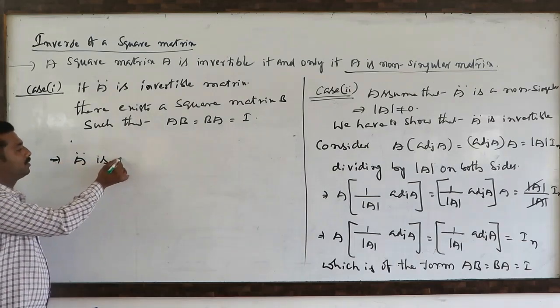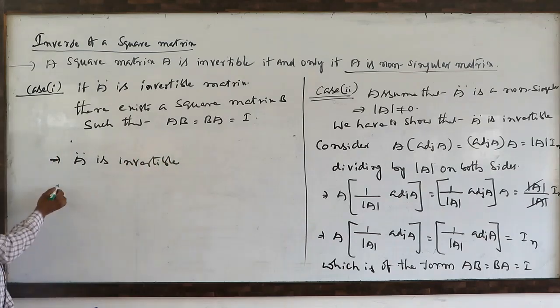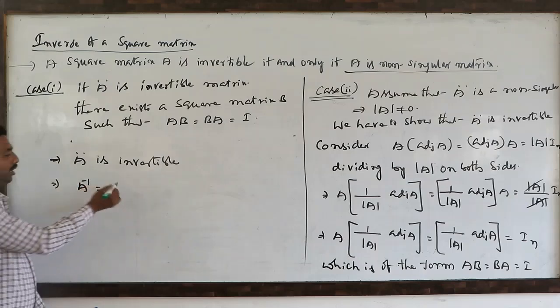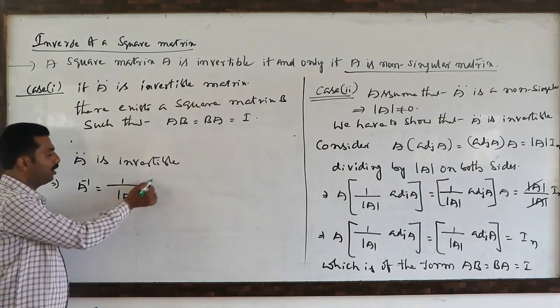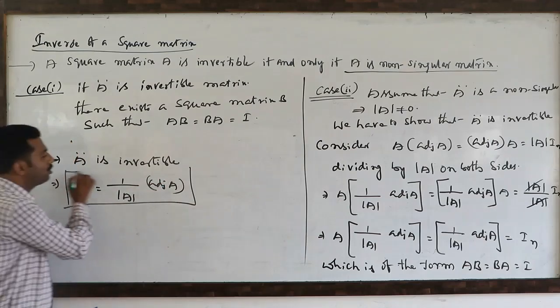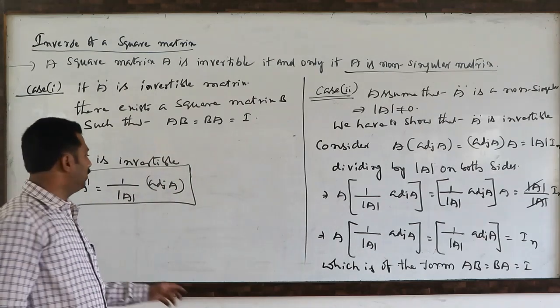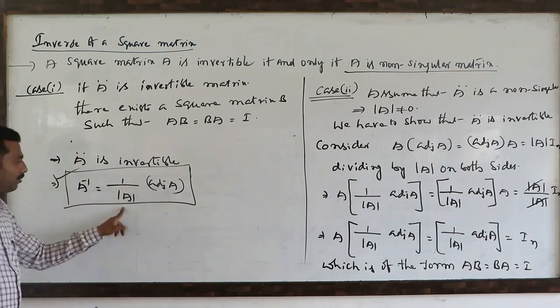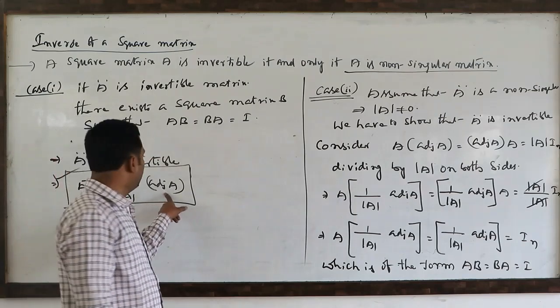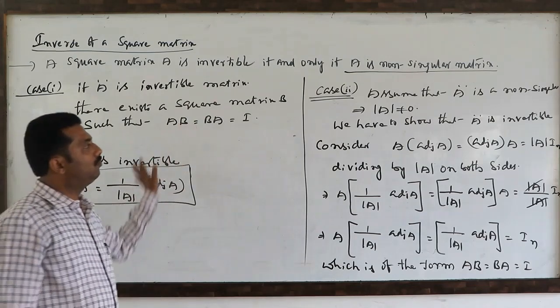Capital A is invertible, so A is invertible means inverse exists. A inverse exists, that is A inverse is equal to B. What is that? 1 by determinant of A into adjoint of A. This is the most important result. Here onwards, how to calculate A inverse? Which formula do we have to use? 1 by determinant of A into adjoint of A. So like this we have to define inverse of a square matrix. So this is the most important proof.